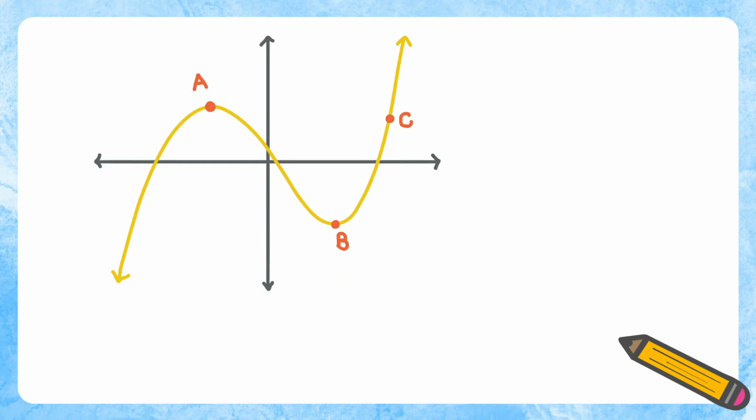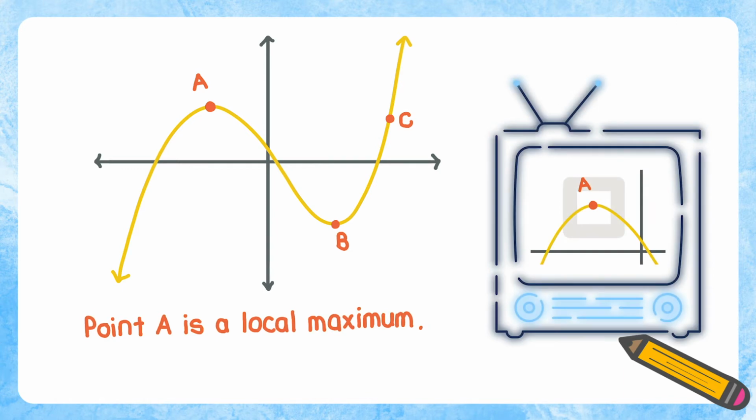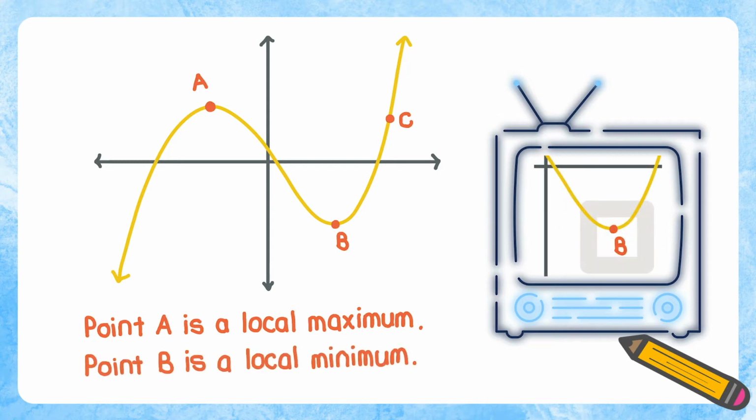So for example, let's say we have the graph of this function, and try your best to sketch this out in your notebook. It doesn't have to be exact, but try to make it as similar as possible. If we focus on the local area around the point A, notice that A is the highest point there. So A is a local maximum. And then if we focus on the local area surrounding point B, notice that B is the lowest point in that area, so that's why point B would be a local minimum.